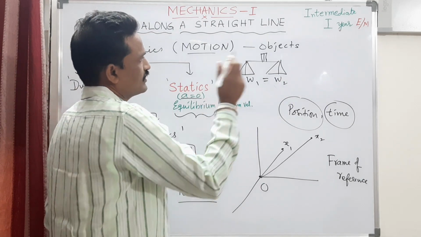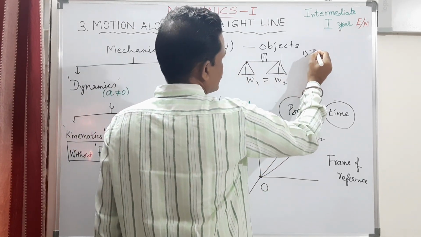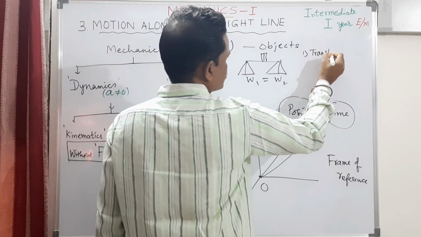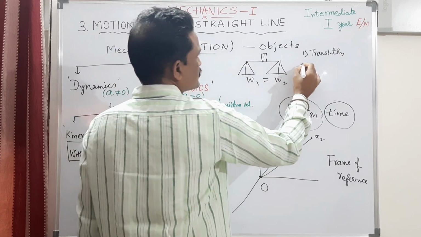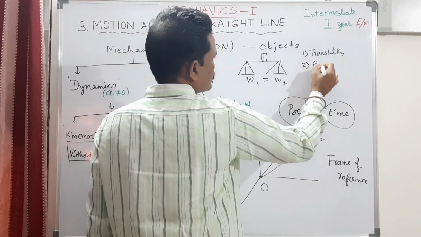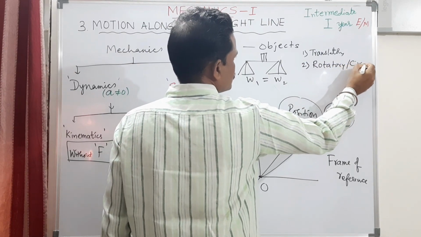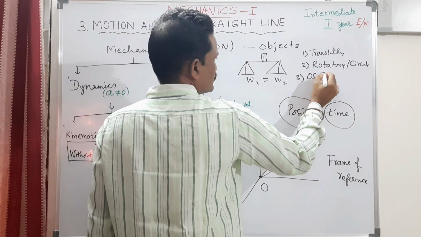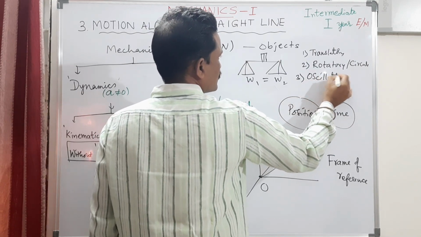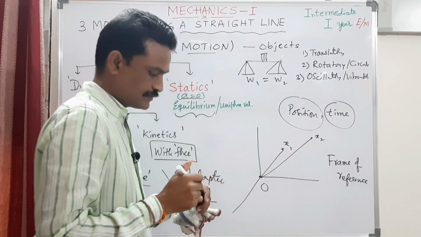Now motion can be of three types. The first type is called translatory motion. The second one is called rotatory or circular motion. And the third one is called oscillatory or vibratory motion. These are the three types of motions.